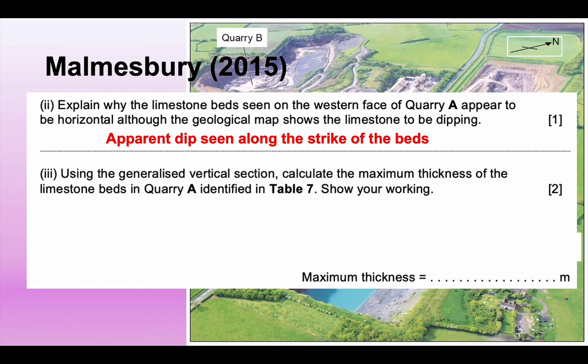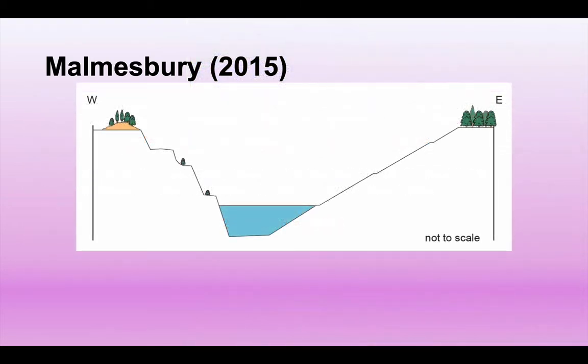If we look at the generalized vertical section, the maximum thickness of these limestone beds in quarry A that have been identified in table 7, they're about 2 centimeters thick, times that by 96 for the scale, and we have a 200-meter maximum thickness. This is a cross section through quarry A.